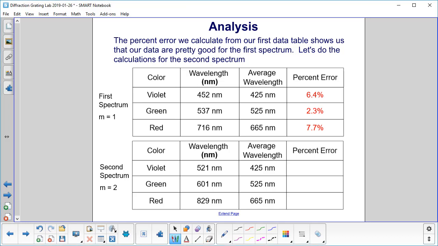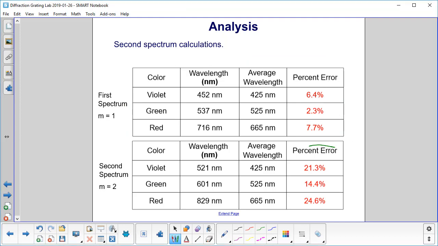The percent errors we calculate from our first data table, which is the first spectrum where m is equal to 1, are pretty good. 6.4%, 2.3, 7.7. Do the calculations for the second spectrum, please, and move on to the next slide when you're ready to check your answer. So pause the video if needed. Here's our percent errors for the second spectrum. Why are they so much worse than the first spectrum?